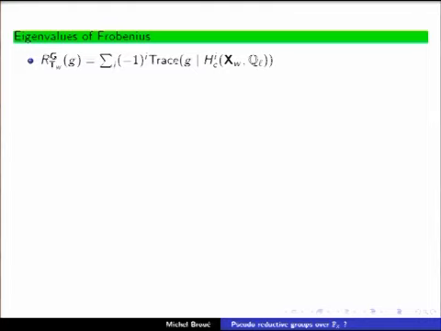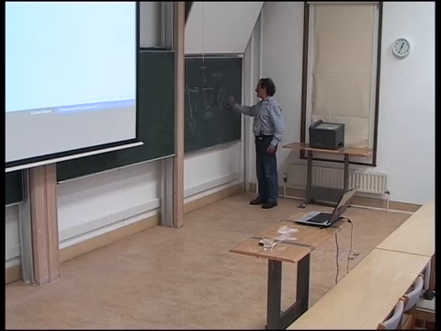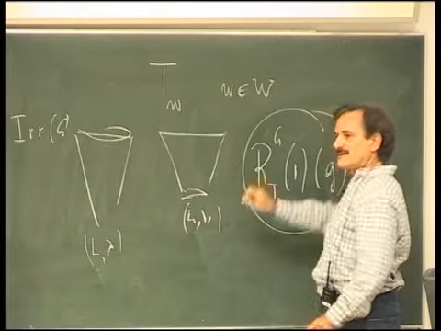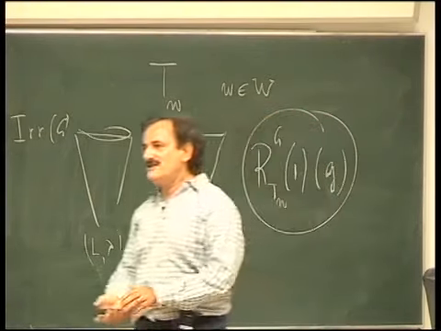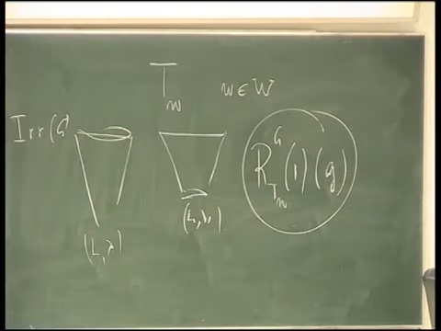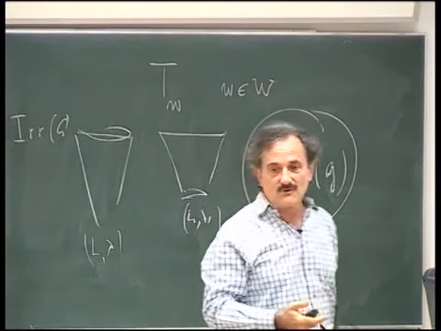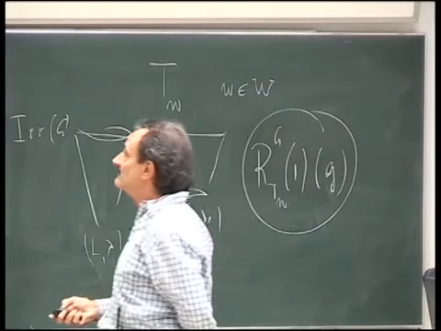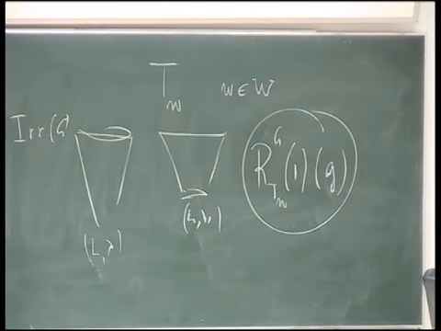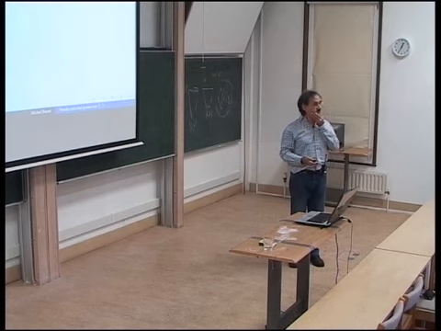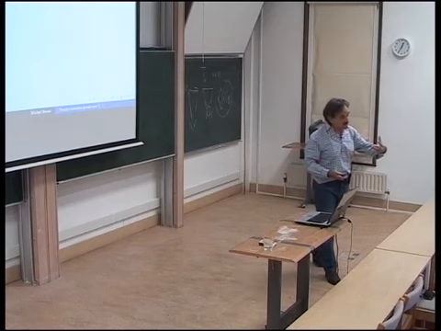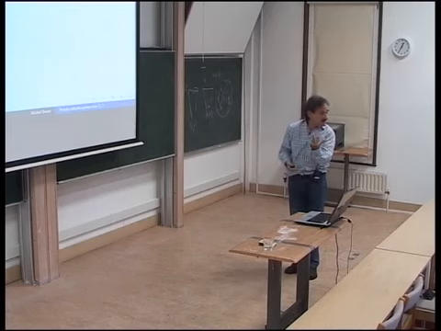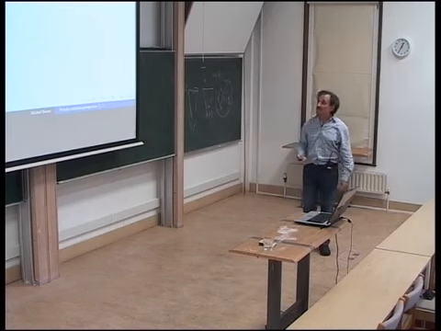I should have said R_{T_w}^G of 1 of g. This is what should be written on the blackboard. The value at g of this character is the alternating sum of the trace of g acting on the i-th group of compact support l-adic cohomology of the Deligne-Lusztig variety X_w. And each of these compact support cohomology groups is acted on by G because G acts on the Deligne-Lusztig variety, but also by the Frobenius on the other side. It's a module for the product.